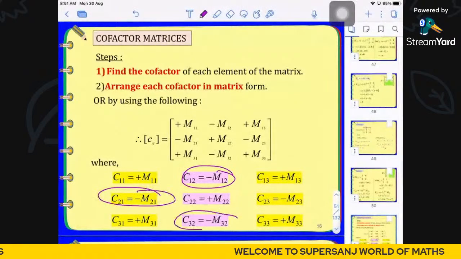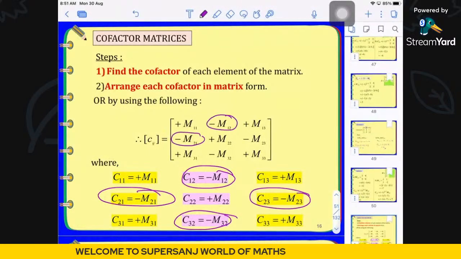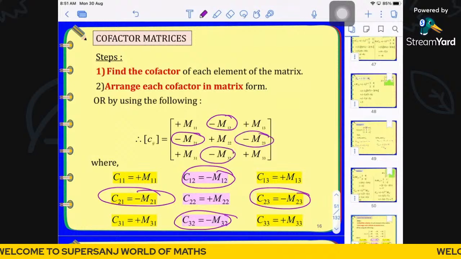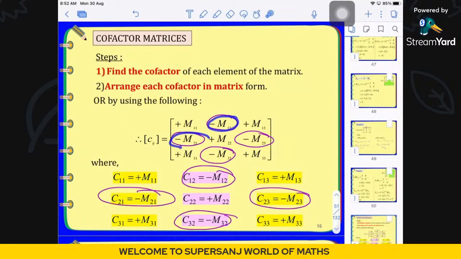Okay, so the next thing here is to find the cofactor matrix. Before we can find a cofactor matrix, we have to find all the minors, and then we change the sign of the minors in the diamond shape. We change the sign of the minor matrix in a diamond shape over here.